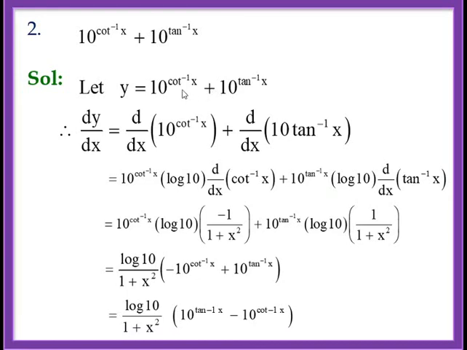Now, let us differentiate. What is derivative of a raised to u? It is a raised to u log a into derivative of cot inverse x. What is derivative of cot inverse x? Minus 1 upon 1 plus x square. And here the same thing. What is derivative of 10 raised to tan inverse x? This is 10 raised to tan inverse x into derivative of tan inverse x, which is 1 upon 1 plus x square. Now I have taken log 10 upon 1 plus x square common to get in bracket 10 raised to tan inverse x minus 10 raised to cot inverse x.